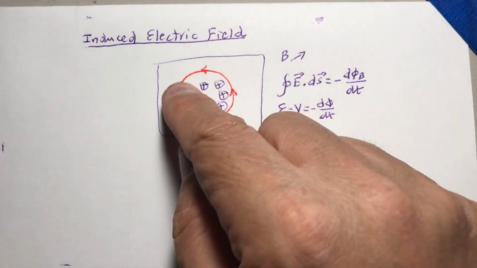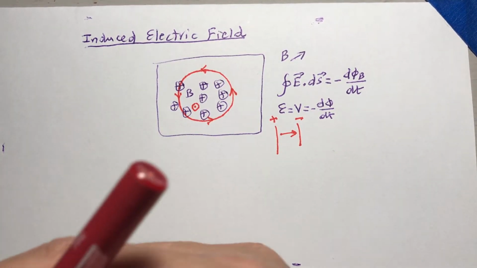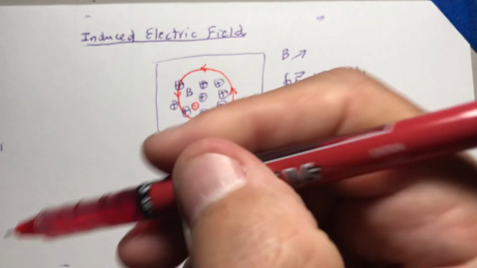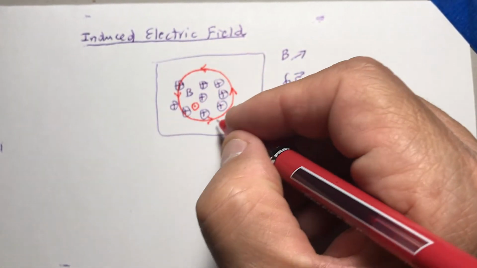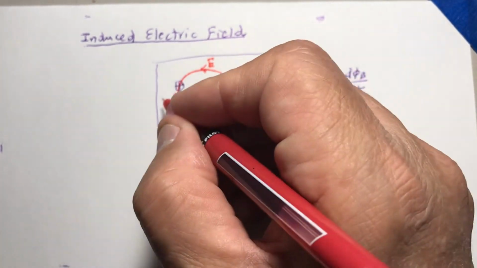So now what's so interesting, this is an electric field. So the electric field actually will be circling. So you have electric field here circling around like that.